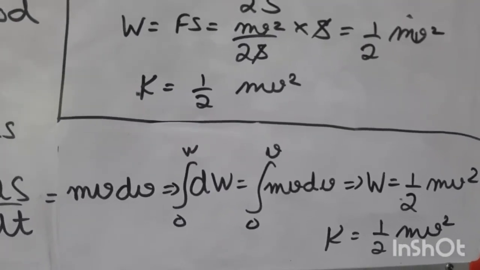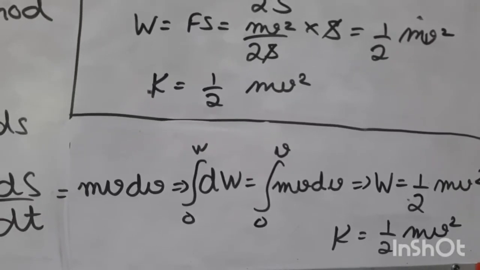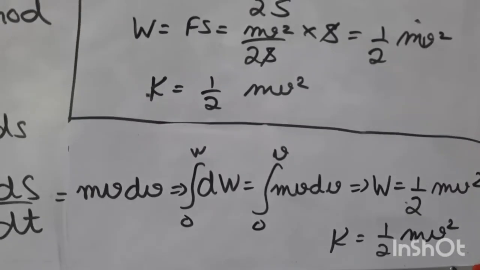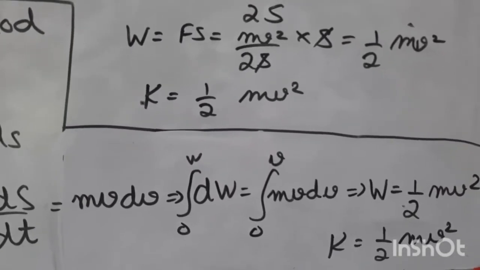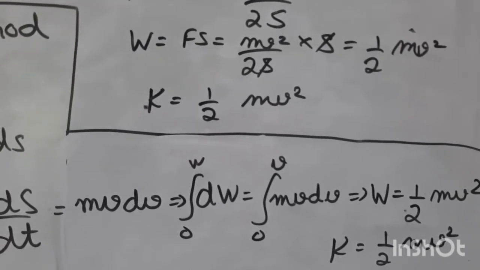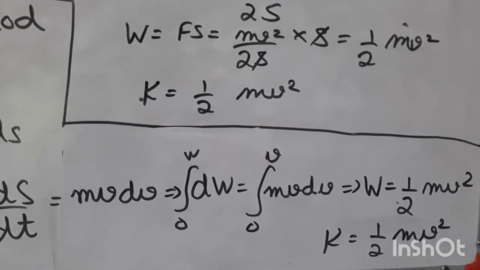m is constant, it will come out of the integration, and integral 0 to v of v dv is calculated as half mv square. So w is equal to half mv square, and this work done is due to the motion, which is equal to the kinetic energy of the body. So k is equal to half mv square.